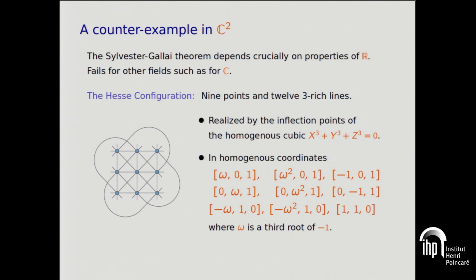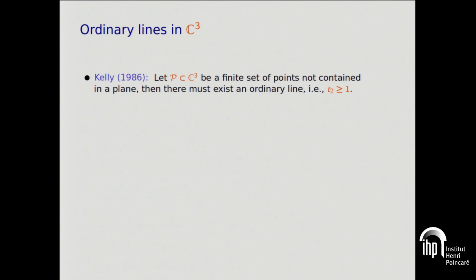But we can say something, and that is what Kelly did. He said, well, if you step up a dimension, then things still work out. If I move to complex space, and now my condition says the points are not coplanar, then I must have an ordinary line. So in some sense, things are still holding in the following way: if I have no ordinary lines, that forces my points to be in a low-dimensional space. The dimension goes up by 1, but it still says something.